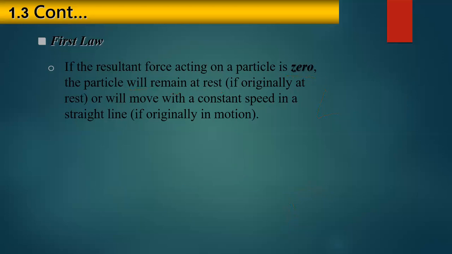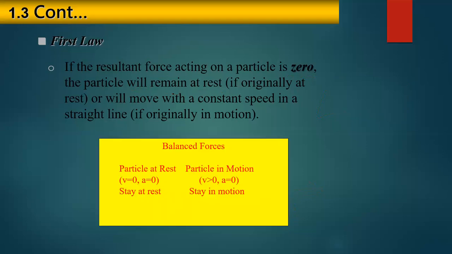The other term that we have: when you talk about balanced forces, the particle at rest will have velocity equal to 0, and the acceleration of that particle will also be equal to 0, and it will stay at rest. That's what this law means. And the particle that is in motion has velocity greater than 0 and acceleration 0. It's in motion and at constant speed.